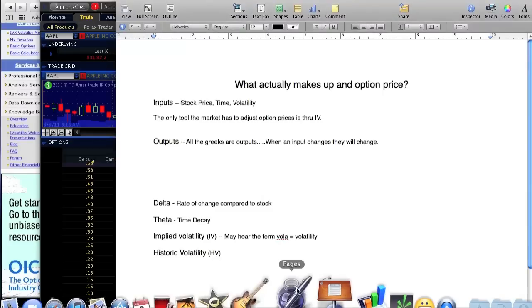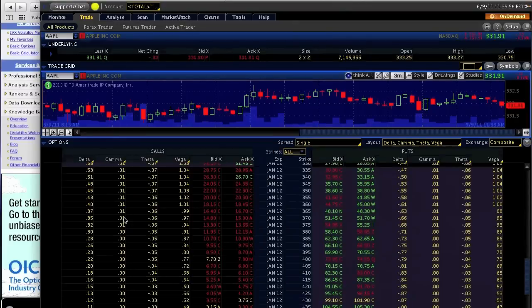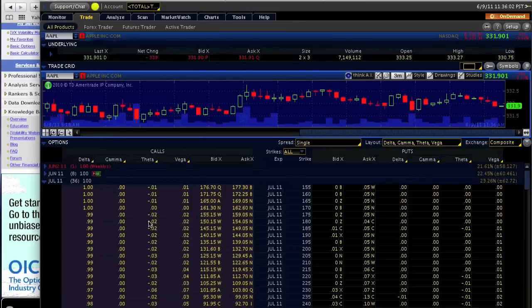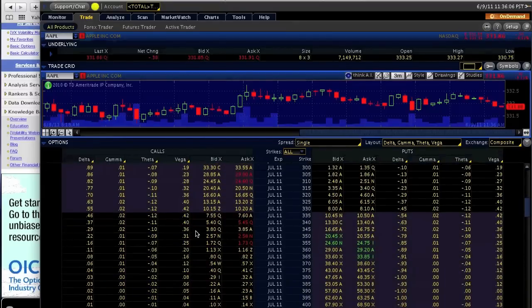Let's go back to this. So theta, this is the big reason why we want to sell options, because we want this time decay. As you can see here, let's say, for example, we were selling some July covered calls against our position, and we were selling the July 345s, for example.